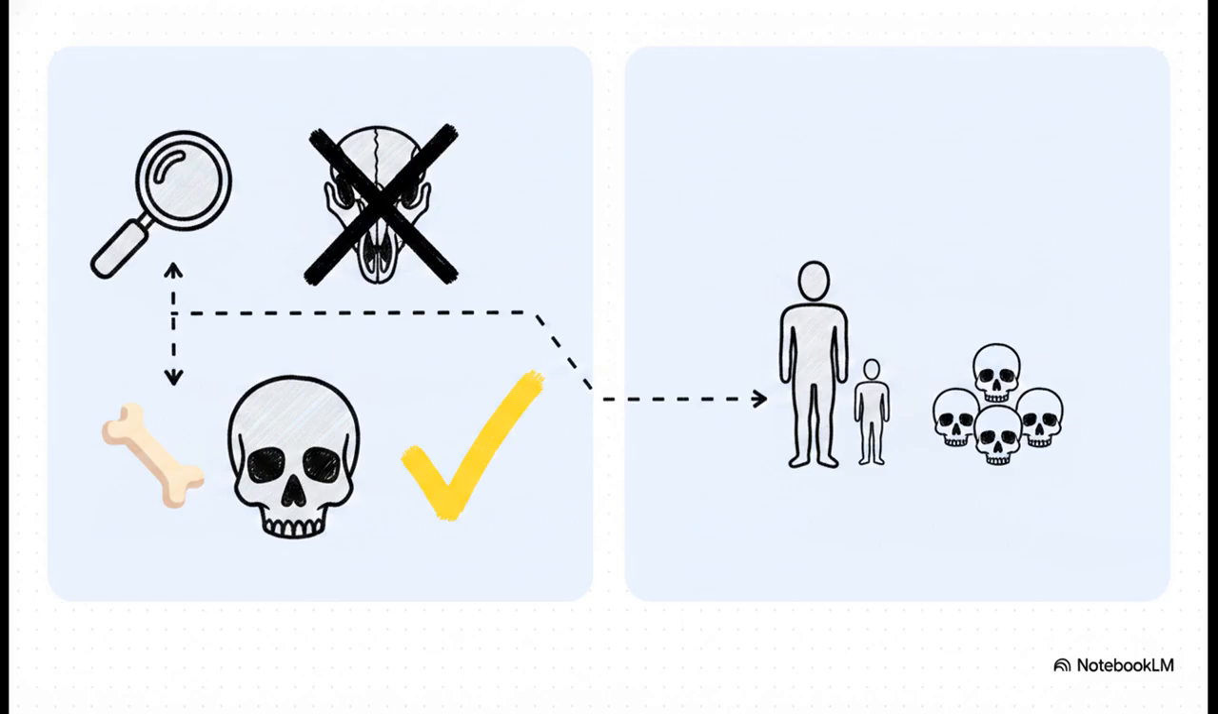If it is human, we immediately pivot to figure out if the remains are adult or juvenile. And we count how many individuals are actually there. Are we looking at one person or a group? These are the absolute baseline facts we have to establish.